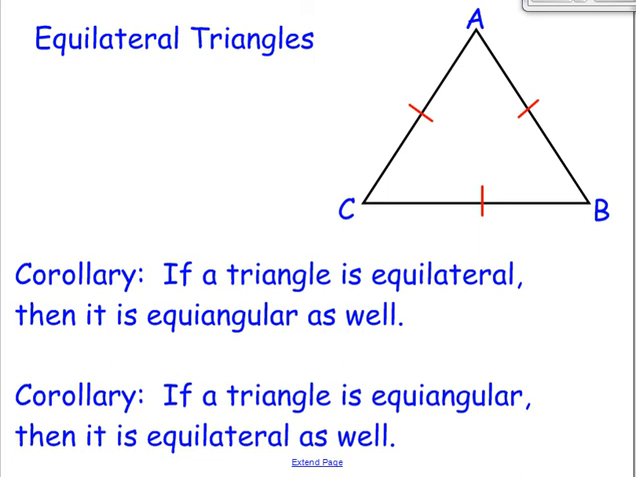Like I said before, an equilateral triangle is a triangle with 3 congruent sides. Okay, I have a corollary to that. If a triangle is equilateral, then it's equiangular as well. What does that mean? It means if all the sides are congruent, then all the angles are going to be congruent as well. And a corollary to that is if a triangle is equiangular, in other words, if I know all the angles are congruent, then I know that all the sides are going to be congruent as well.